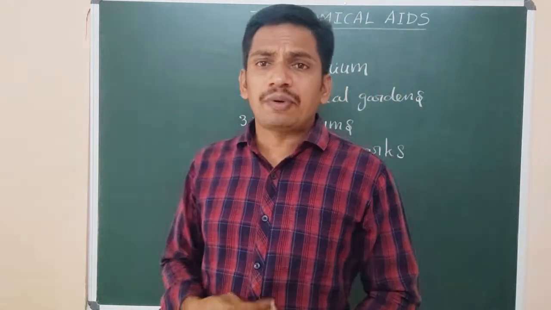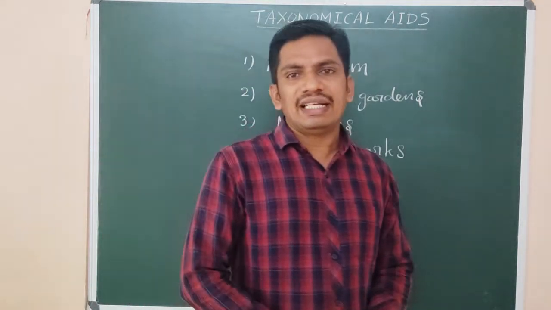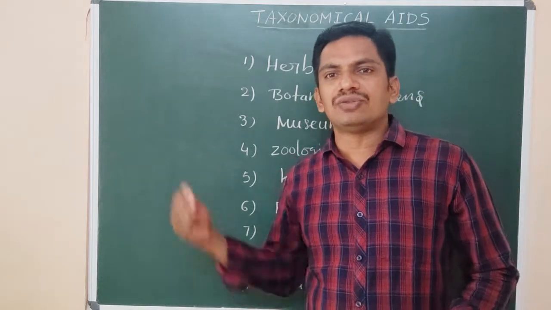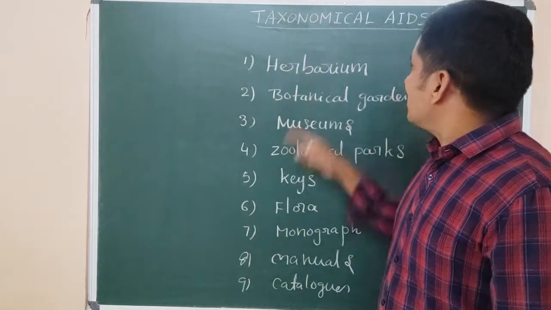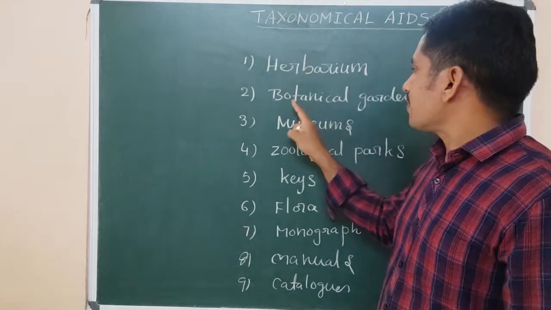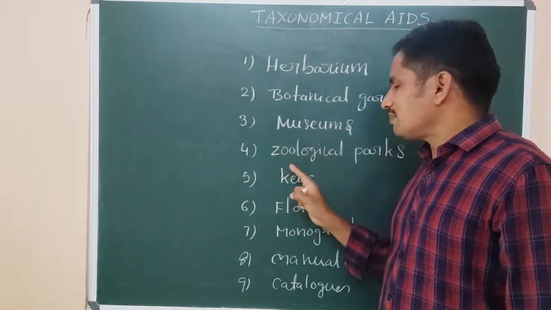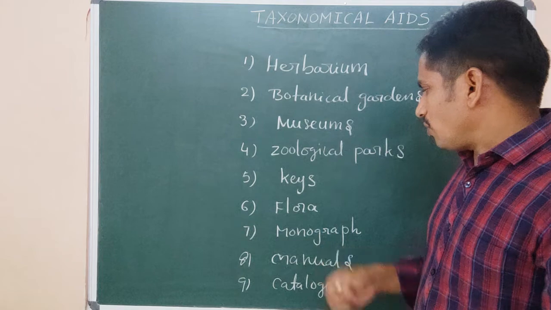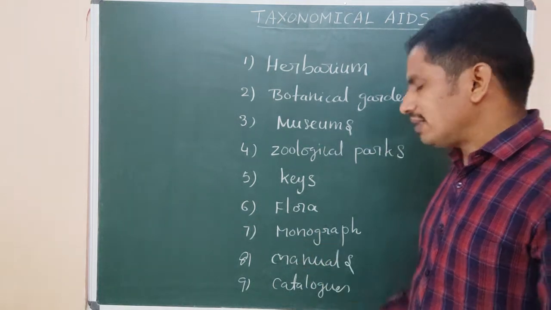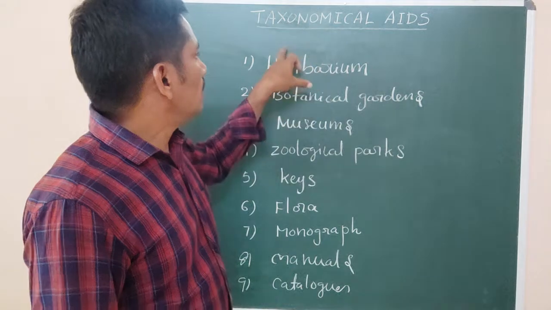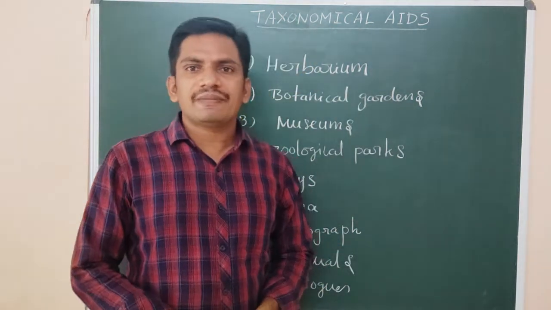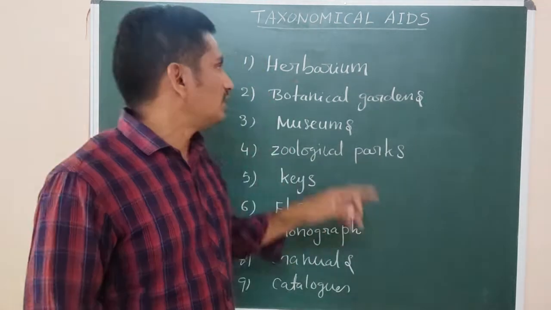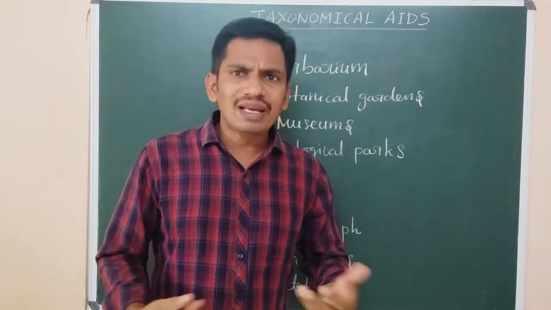These provide very easy identification and classification of animals and plants. For that purpose, taxonomists can use all these aids, which are the herbarium, botanical gardens and museums and zoological parks, keys, flora and monographs, manuals and catalogs. To study taxonomy, specific and authenticated identification is required. For that, first you go for the herbarium.